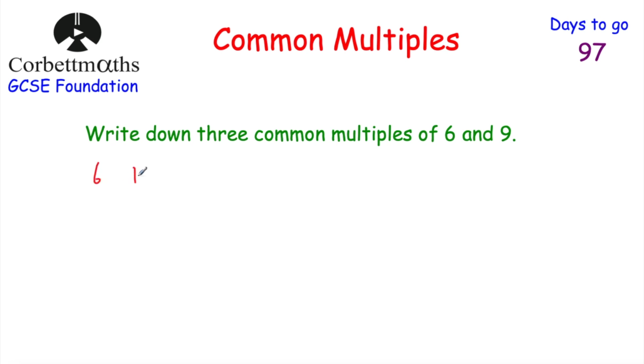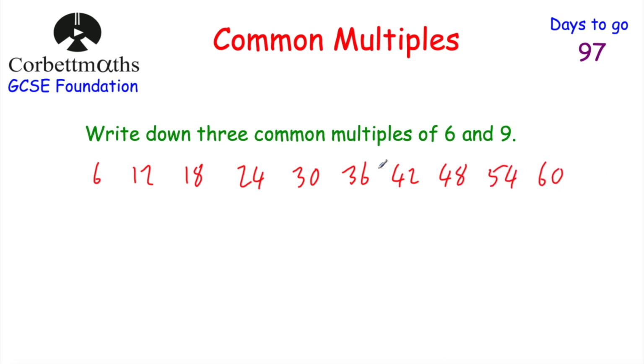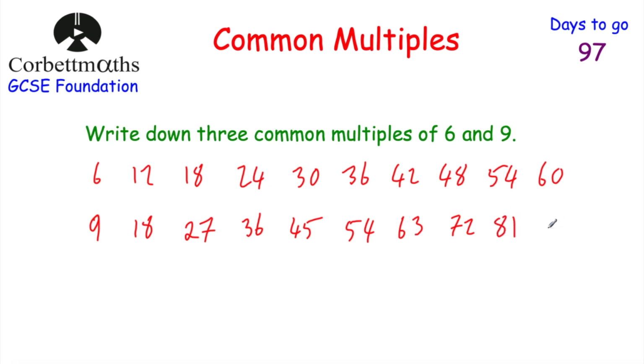So we've got 6, and then 12, add another 6, 18, 24, 30, 36, 42, add another 6, 48, 54 and 60. And if we need to go further, we can in a moment. And then the multiples of 9, let's write down the multiples of 9. So the multiples of 9 would be 9. 9 times 2 is 18. 9 times 3 is 27. And I'm just going to keep adding 9s here. So 36, 45, 54. And then we've got 63, 72, 81, and 90. And again, if we need to go further, we can. So there's the first 10 multiples of 6 and the first 10 multiples of 9.